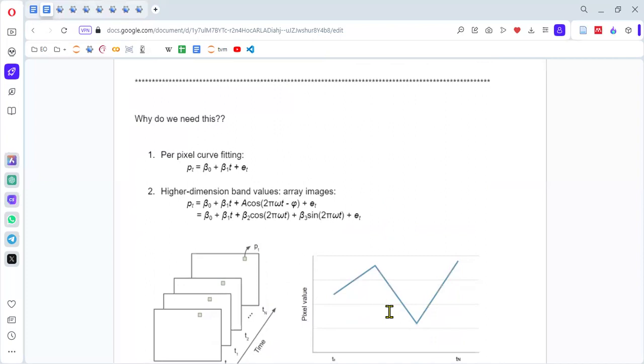The first one is the per-pixel fitting. Here a function is fitted to the series of values in the form of an equation, that is y equals mx plus b. We estimate m and b from the set of x and y values. And in the time series, x is the time and y is the observation at that time.